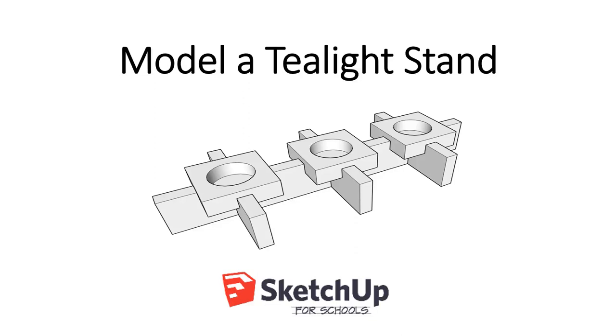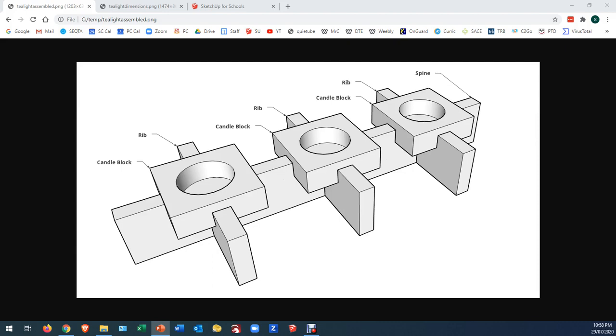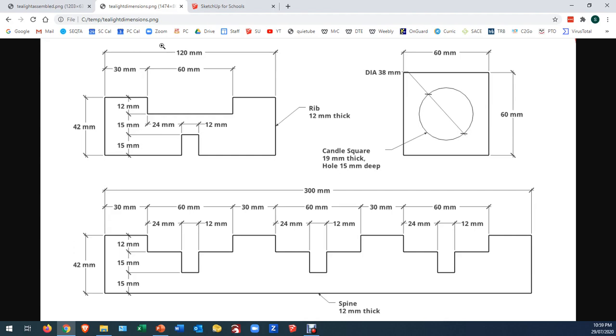In this video we're going to model a Tealight stand using SketchUp for schools. The Tealight stand we're going to model is this one, which as you can see has 7 different individual parts, but there are only 3 types of parts. The 3 candle blocks are all identical, as are the 3 ribs. The spine is unique.